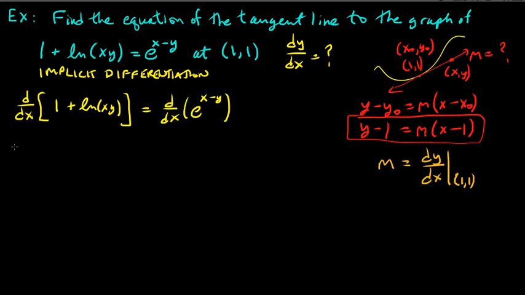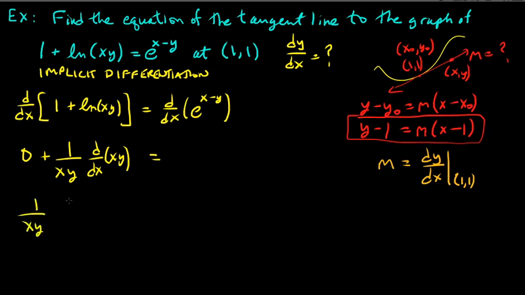All right, so let's do the left side first. The derivative of 1 is 0. That's easy. And what's the derivative of log of xy? Well, this is the derivative of log of u, which is 1 over u, or 1 over x times y. But don't forget there's also a chain rule. We have to take the derivative of x times y. Maybe we should do that now, before we do the right side. So we don't need the 0 here. This is 1 over x times y.